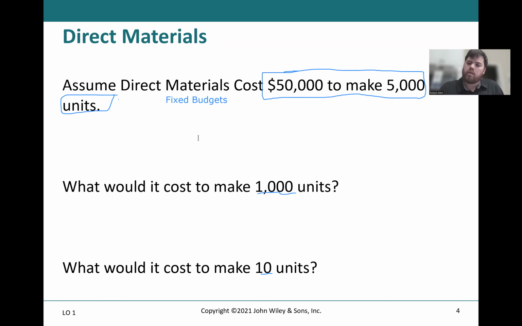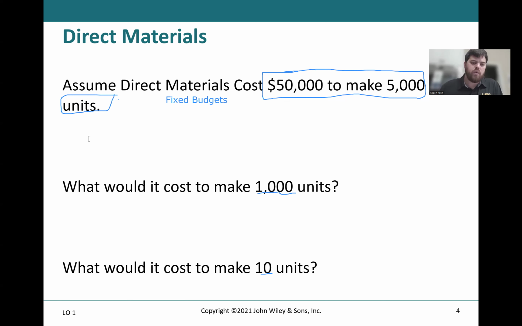So what we notice here is that with a fixed budget, I can actually begin to prepare what we call a flexible budget, which means I can take the portions of my budget that are going to change based on changes in units and get a per unit amount, then multiply that out across some other level of production. In this case, they say, if it costs me 50,000 to make 5,000 units, can we figure out how much it would cost us to make 1,000 units or 10 units?